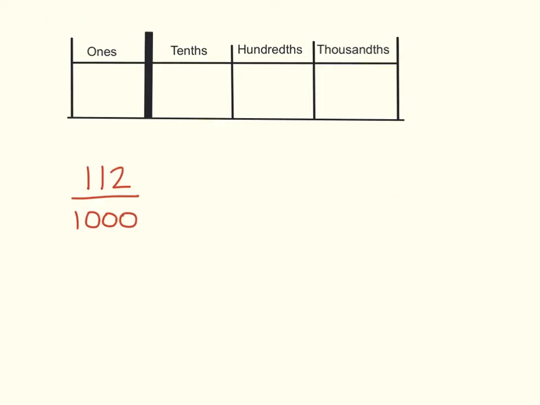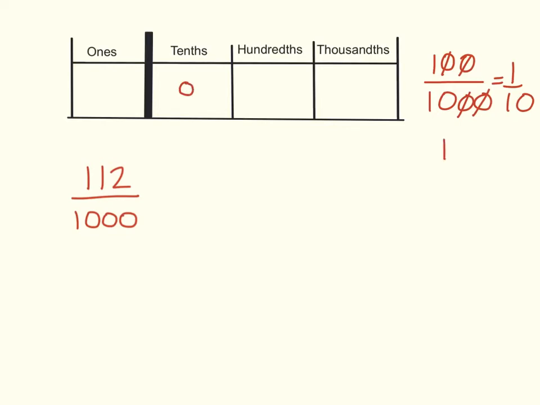If I have 112 thousandths, I cannot put 112 counters in here. They won't fit. I could, but they won't fit. And I can only write one digit anyways, and 112 is 3 digits. So if I take 100 of those 112 thousandths, that would be the same as, if I divide both of these by 100, 1/10. So I'm going to have one counter in the tenths column.